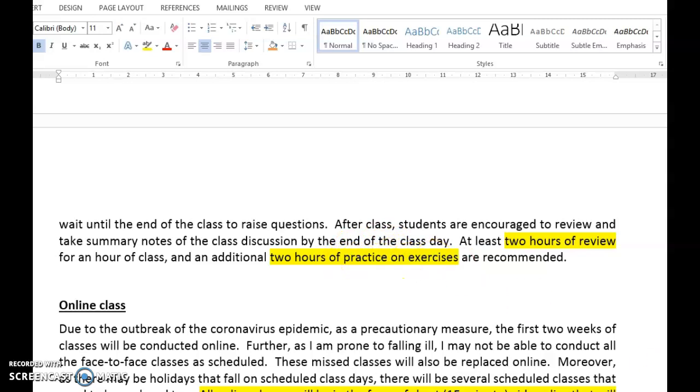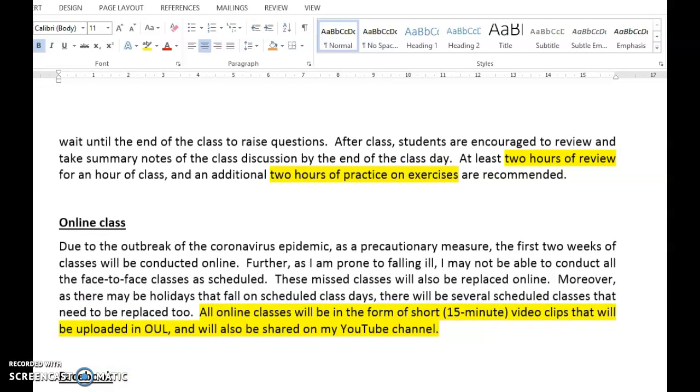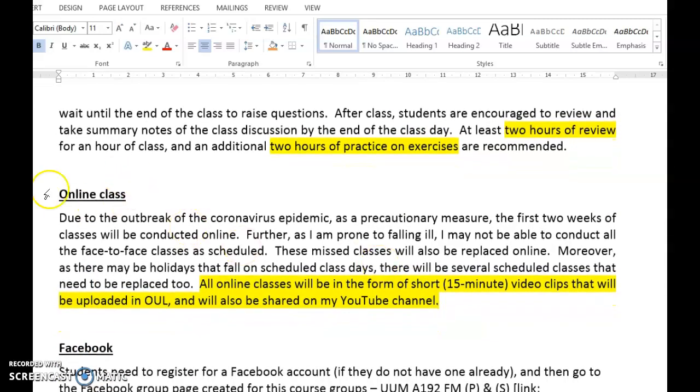Now, due to the outbreak of the coronavirus, next we look at this item here, online classes. Due to the outbreak of the coronavirus epidemic, as a precautionary measure, the first 2 weeks of class will be conducted online. Further, as I am prone to falling ill, I'm not very healthy, so I may not be able to conduct all the face-to-face classes as scheduled. These missed classes will also be replaced online.